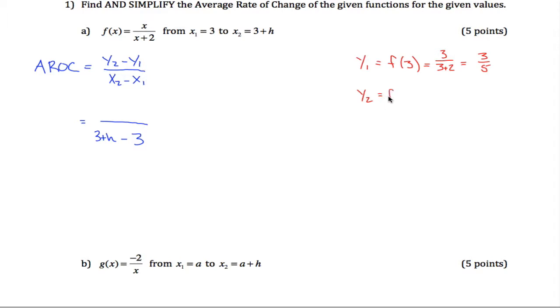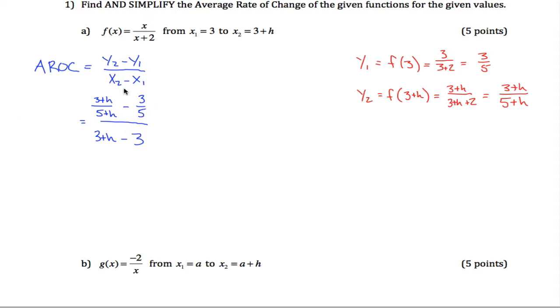Similarly, y2 is what comes out when you put x2, 3 plus h, into this machine. So f of x is x over x plus 2, and f of 3 plus h is 3 plus h over 3 plus h plus 2, which we can simplify as 3 plus h over 5 plus h, or h plus 5, however you want to write that. So now I've figured out all the remaining pieces I need for my average rate of change. y2 is 3 plus h divided by 5 plus h, and y1 is 3 over 5.